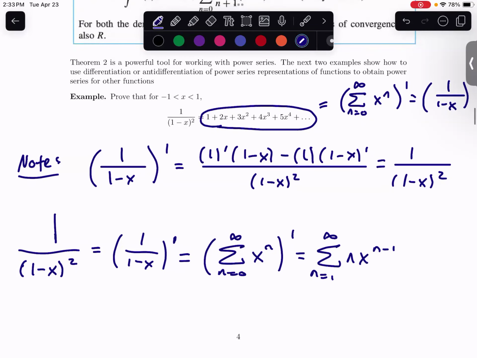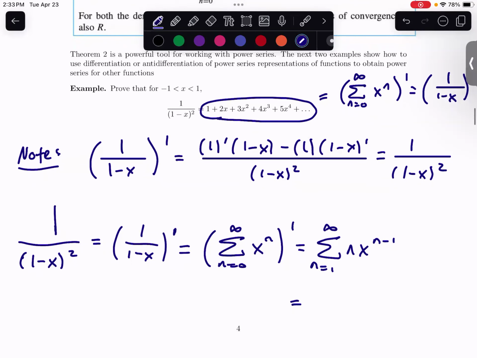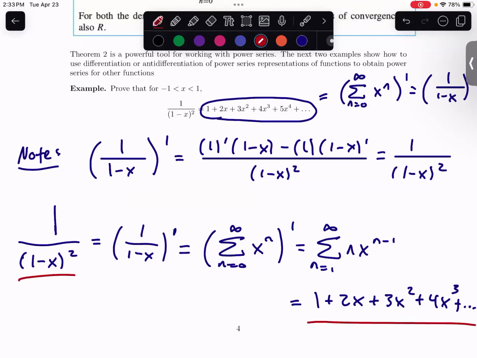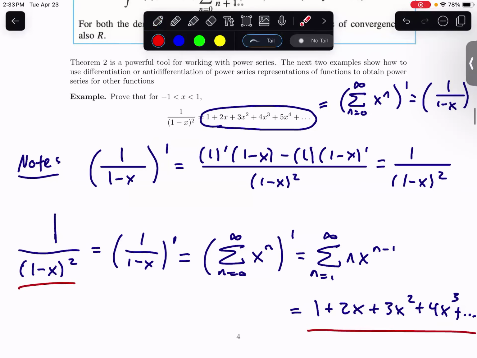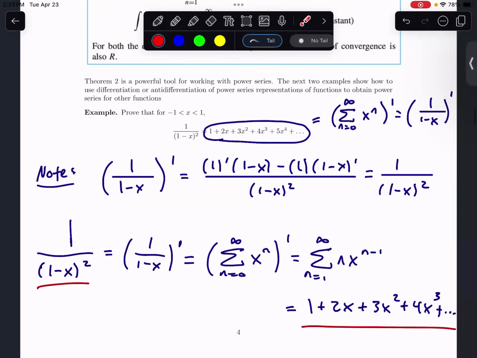And then if you look at what the series ends up being equal to explicitly, just writing it out, this will be equal to 1 plus 2x plus 3x squared plus 4x cubed, and then it just goes on. So we're able to show that 1 over 1 minus x squared ends up being equal to this power series that they give you. And it's really just by using the derivative again.